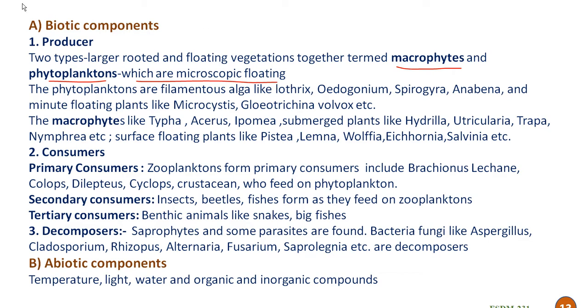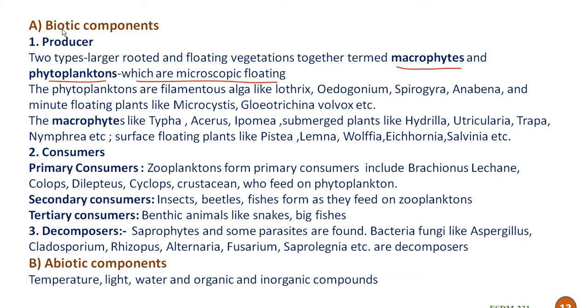In phytoplankton, two types are present. First is filamentous, like Lothrix, Oedogonium, Spirogyra, Anabaena, and minute floating, like Microcystis, Gloeotrichia, Chlorella and Volvox. These are the different minute floating phytoplankton present as producers in the pond ecosystem.